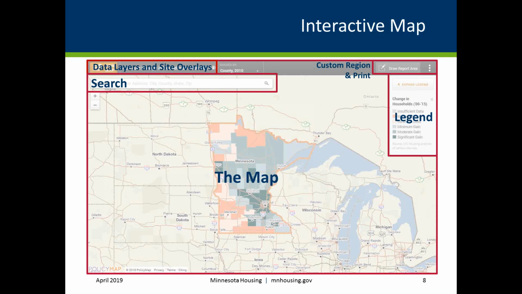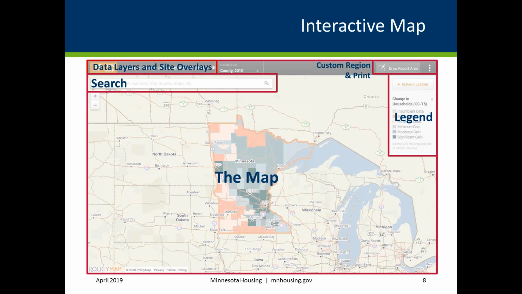On the top right of the map, you can develop a custom region if you are working across various geographies by clicking Draw Report Area. To the right of the Draw Report Area is a 3 vertical dot icon. If you click it, you will be able to print a map of what you see on the screen. Below and to the right of the custom region and print is the map legend. Here you can see all of the layers currently being displayed on the map and what the various color shades represent. Similar to Google Maps, you can zoom, pan, and click features for more information.